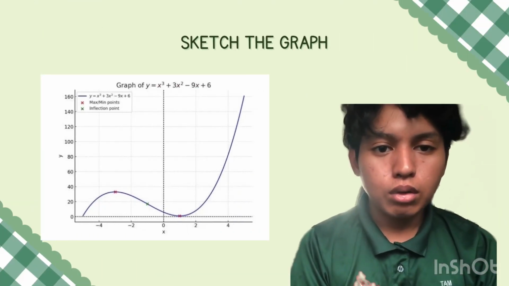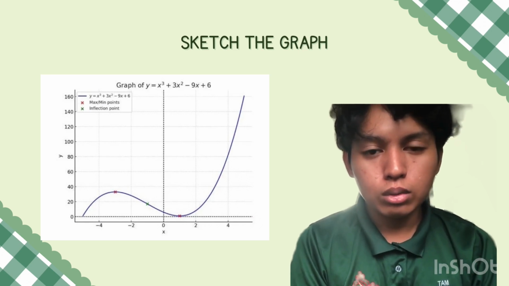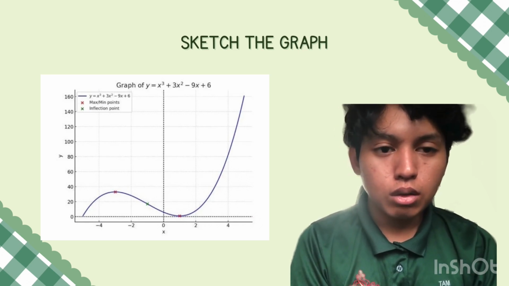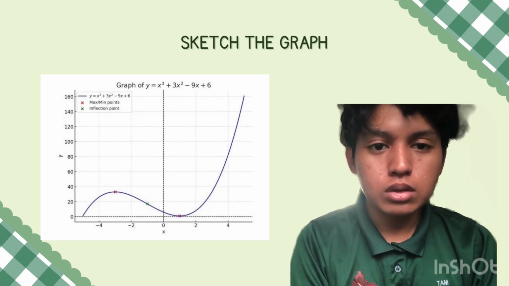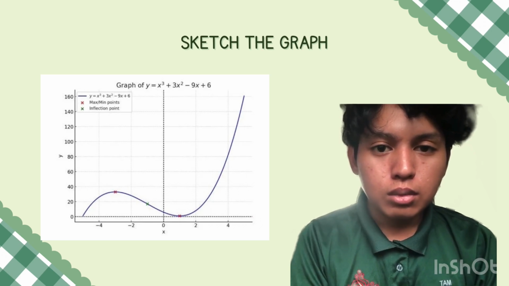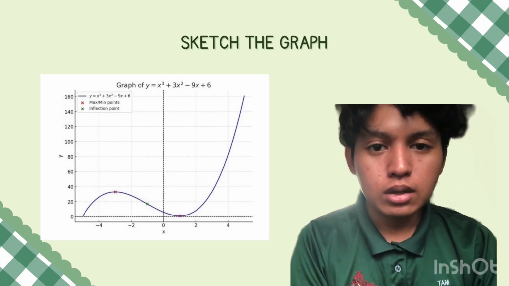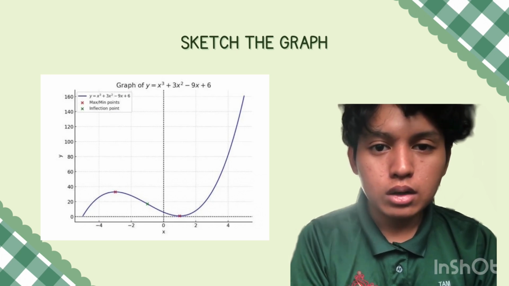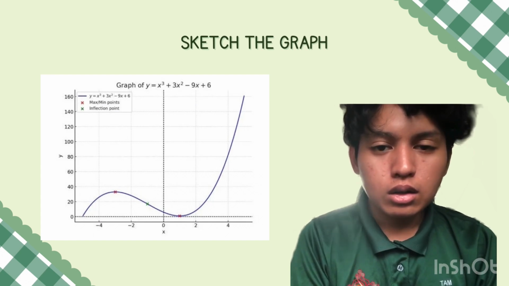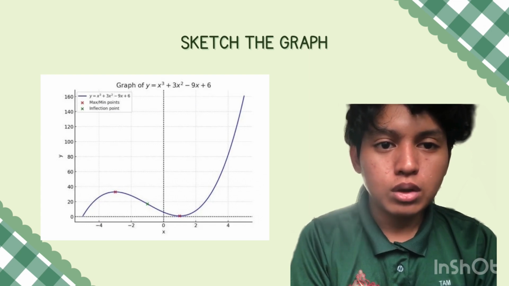Here is the graph of the function y equals x^3 plus 3x^2 minus 9x plus 6. The local maximum is at (negative 3, 33), marked in red. The local minimum is at (1, 1), also in red. The inflection point is at (negative 1, 17), marked in green. The function has a cubic shape with one turning point at x equals negative 3, a maximum, and another at x equals 1, a minimum.